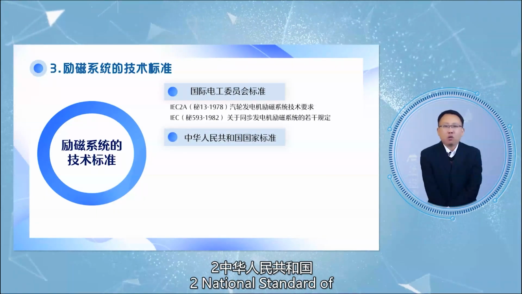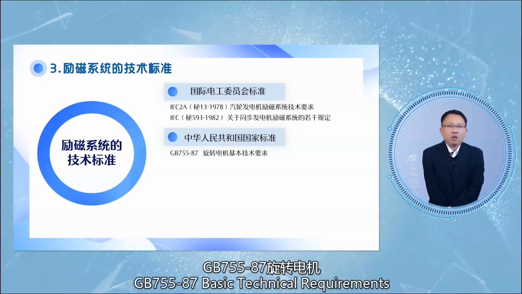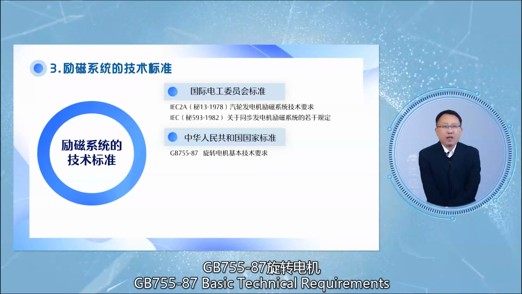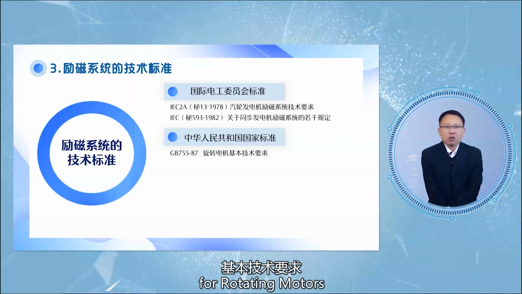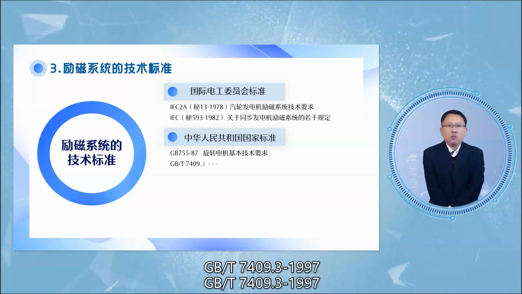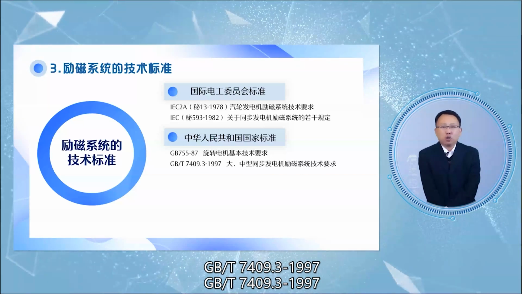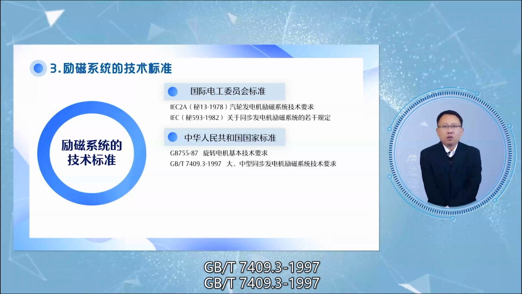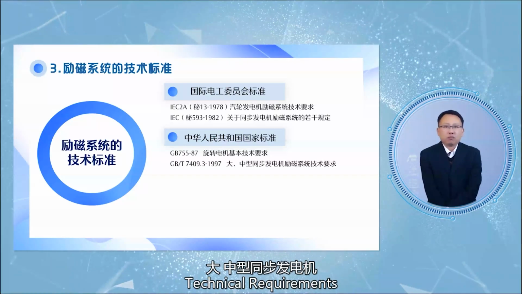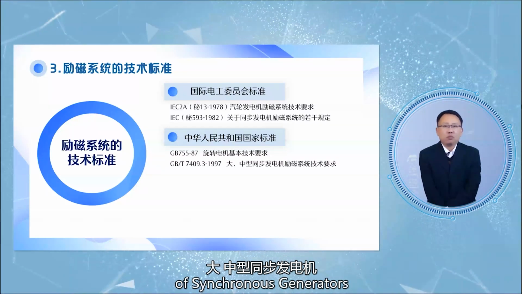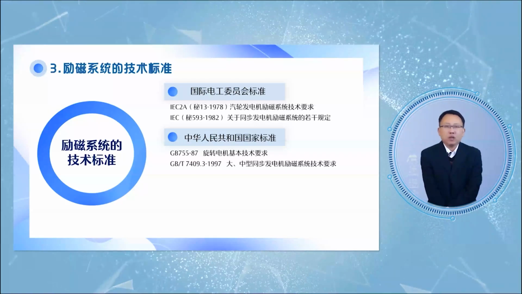Second, National Standards of the People's Republic of China: GB 755-87, Basic Technical Requirements for Rotating Motors. GB/T 7409.3-1997, Technical Requirements for Excitation System of Synchronous Generators of Large and Medium Size.